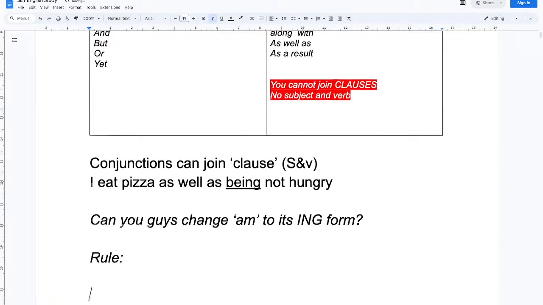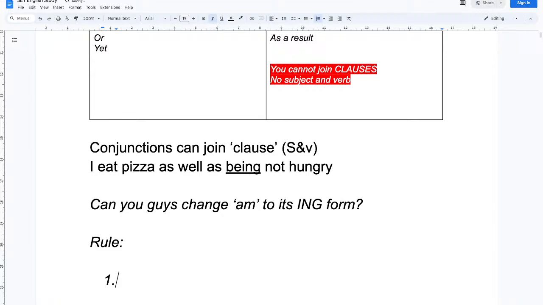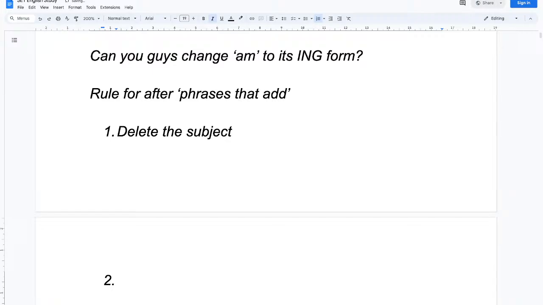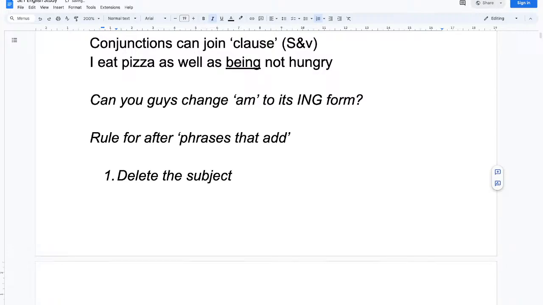The rule is, number 1, delete the subject. Okay, so this is the rule for after what I'm calling adding phrases. Phrases that add. Delete the subject, change the verb to ing. Then it's okay.